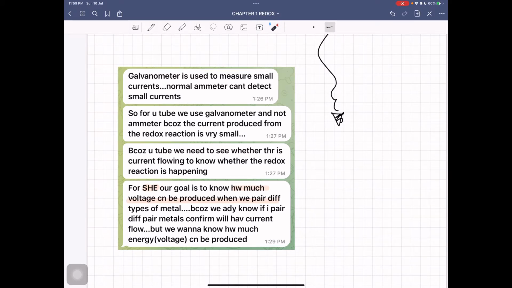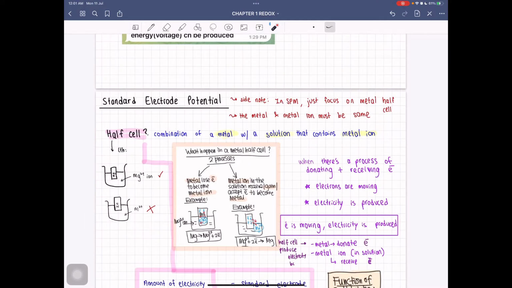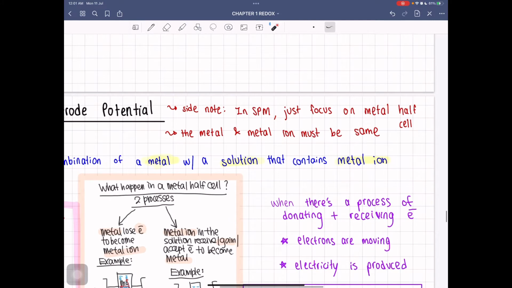Our goal is to know how much voltage can be produced when we pair different types of metal together. Because we already know that if we pair different metals, there will be a current flow. But we want to know how much energy is produced. Standard electrode potential, here are a few side notes. In SPM, we are just focusing on the metal half cell.